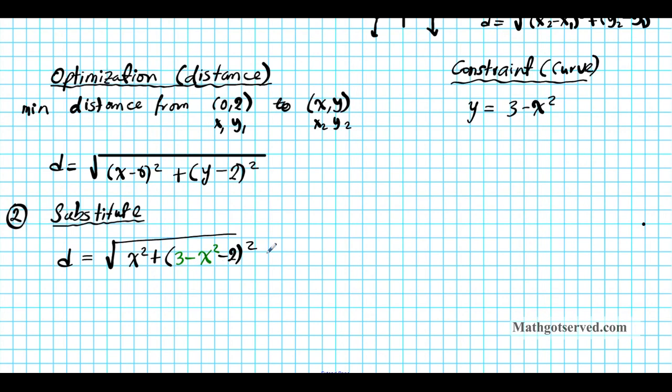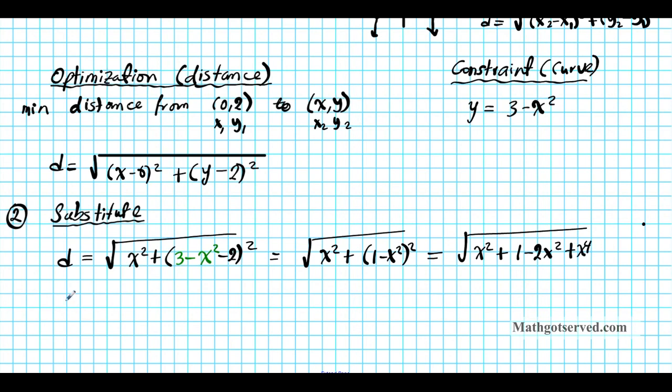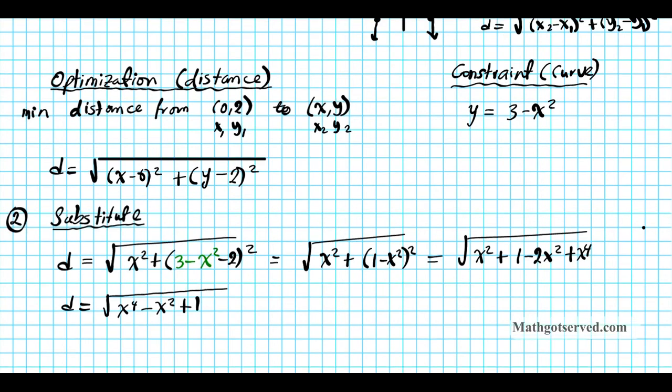All right, so to simplify this, this is going to be equal to the square root of x squared plus, and then 3 minus 2 is 1, so 1 minus x squared, squared. And when you expand that, you're going to have x squared plus 1 minus 2x squared plus x to the 4th. Okay, so the distance function that we're going to be working with, once we simplify everything, is the square root of x to the 4th minus x squared plus 1. So what are the constraints on our domain?